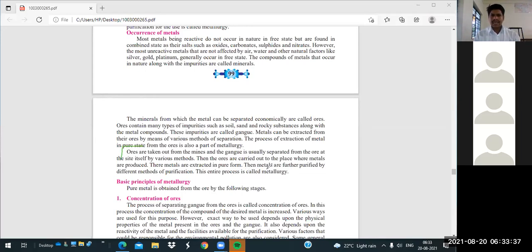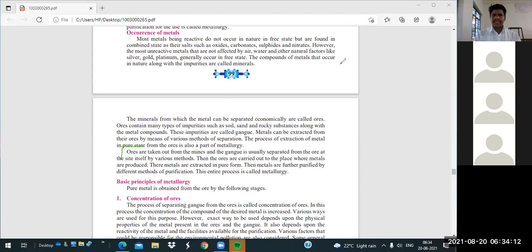The ores are taken out from the mines, you know that, and the gangue is usually separated from the ore at the site itself by various methods. Then the ores are carried to the place where metals are produced, and the metals are extracted in pure form. Then metals are further purified by different methods of purification. This entire process is called metallurgy. It means metals are purified from their gangue or their ores, and this total process is called metallurgy. Once again we got the definition of metallurgy.